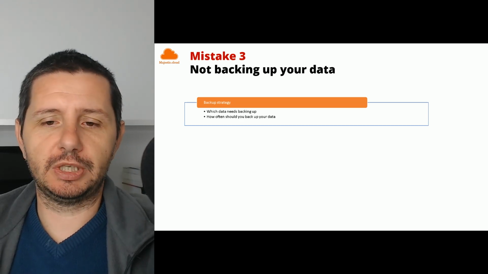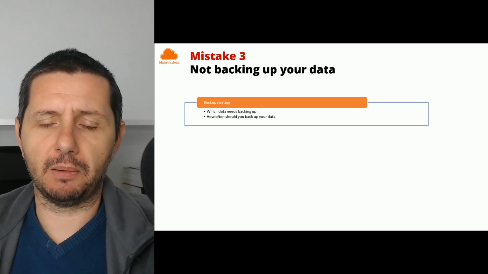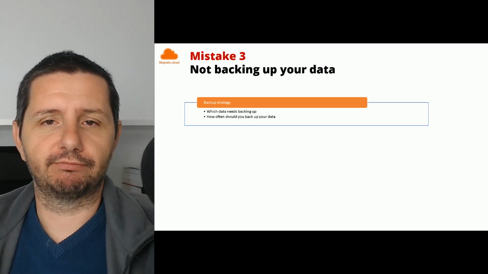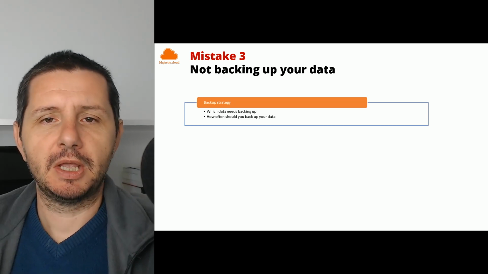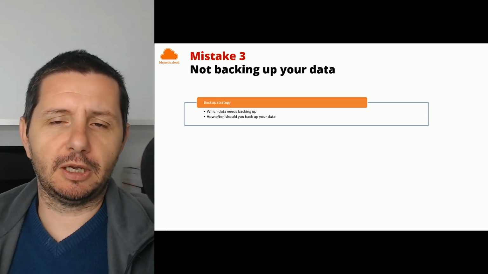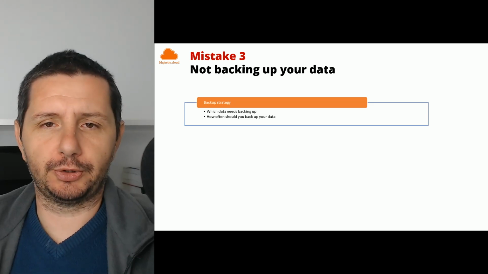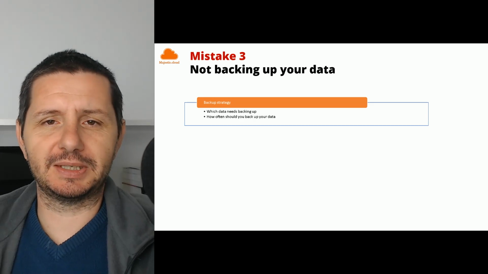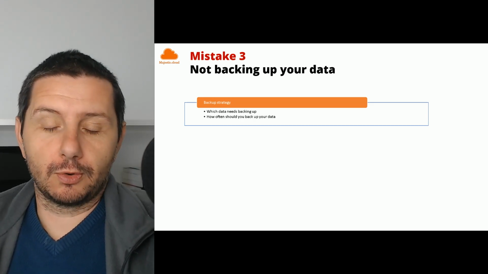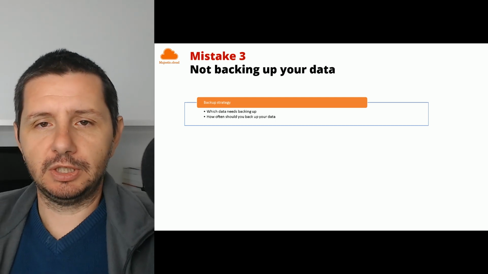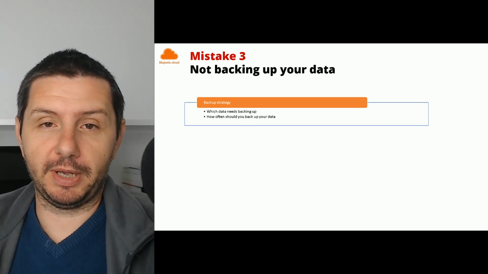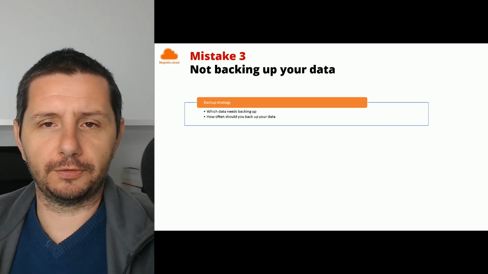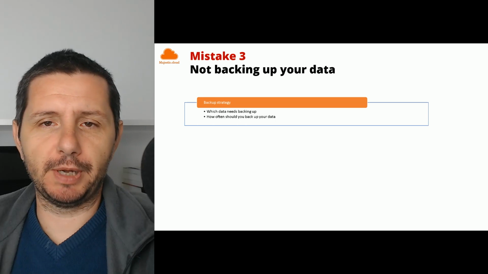So this should include which data you need backing up, because not everything needs to be backed up. For example, if you have testing environments where you have test data, maybe you don't want to back it up because you can always recreate it from a production environment, by pushing the production data to a testing environment. But production, of course, always should be backed up. Then you need to determine how often you want to back it up, because some data needs to be backed up more often, other data not so often. This depends on your use case.